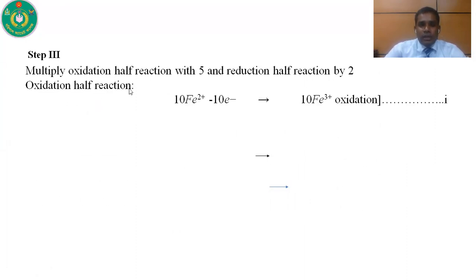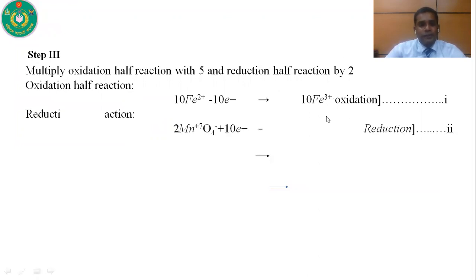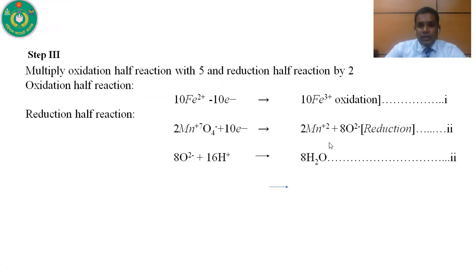Then we get the oxidation half reaction: 10 Fe2+ minus 10 electrons gives 10 Fe3+. This is oxidation. And the reduction half, if we multiply it by 2, we get 2 Mn7+ 7 O4 2-, plus 10 electrons, gives 2 Mn2+ and 8 O2-. As there are 8 O2-, we need 16 H+.